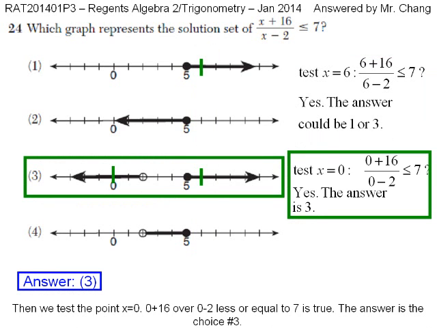Then we test the point x equal to 0. 0 plus 16 over 0 minus 2 less than or equal to 7 is true. The answer is choice number 3.